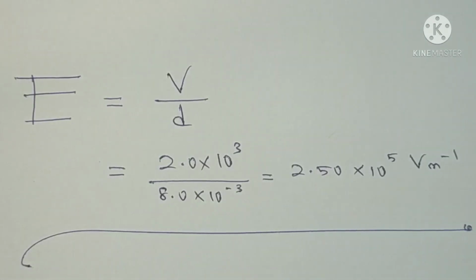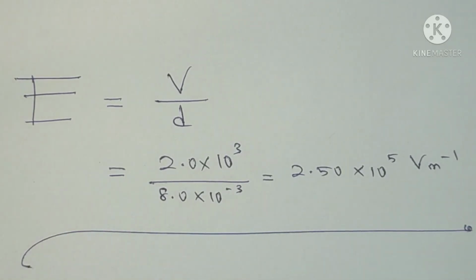Finally, for section C, determine the electric field strength produced. The electric field strength between two parallel plates is E equals V per D. We substitute all the values into this formula to get the electric field strength, which equals 2.50 times 10 to the power of 5 volt per meter.